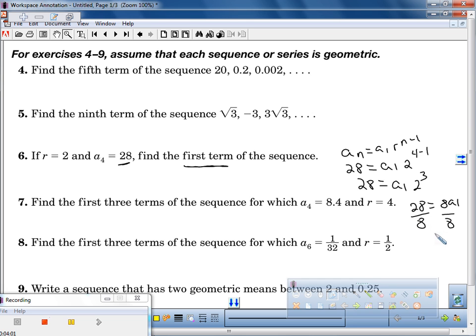Divide both sides by 8. We'll just leave it as a fraction. So let's reduce this. 4 goes in here 7 times, and 4 goes in here twice. So 7 halves would be our first term. So a sub 1 is equal to 7 halves.